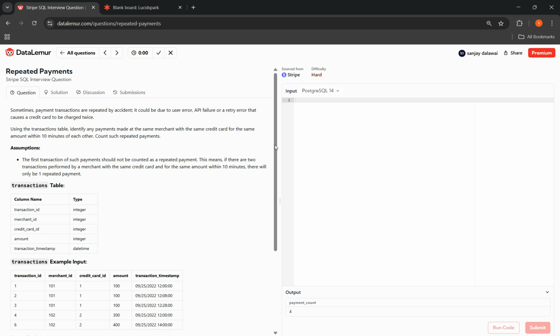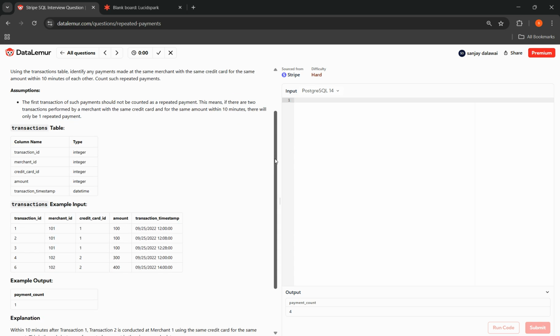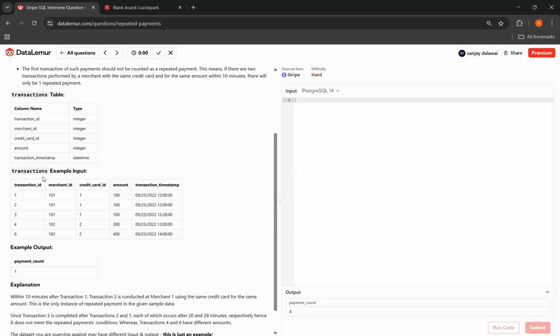So here the input table, which is a transaction input table, we have been given the merchant ID, credit card ID, the amount, and the transaction timestamp, and we need to find the repeated transactions which are done by the same merchant ID, credit card ID, and the amount in the time frame of 10 minutes. In the time frame of 10 minutes, we need to find how many transactions have taken place which satisfy these conditions.